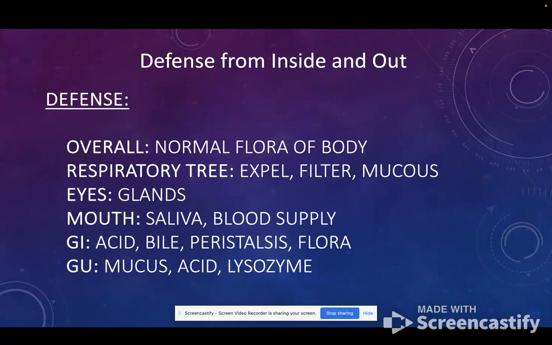So overall, you have normal flora throughout your body. Your respiratory tree, it helps to expel, filter, and you have mucus that helps to provide some defense against infection. Your eyes, you have glands that help defend against infection. Your mouth, you have saliva and blood supply. GI tract, it's acidic, you have bile, you have peristalsis that helps move everything through, and you have flora in there that help prevent against infection.